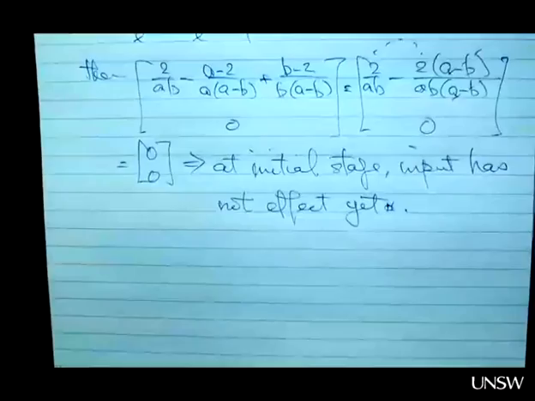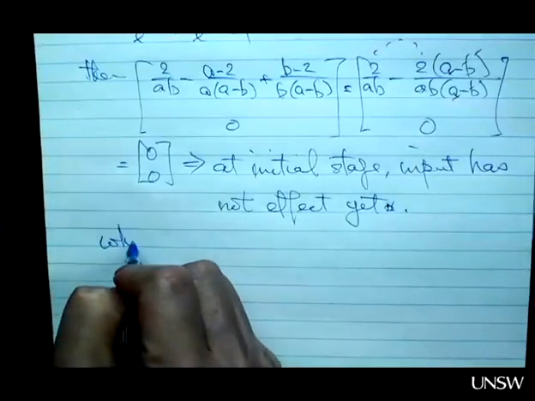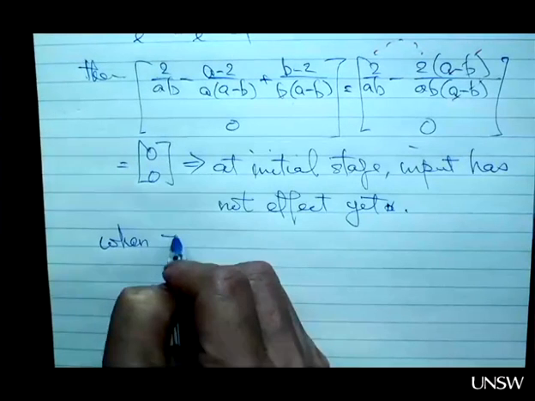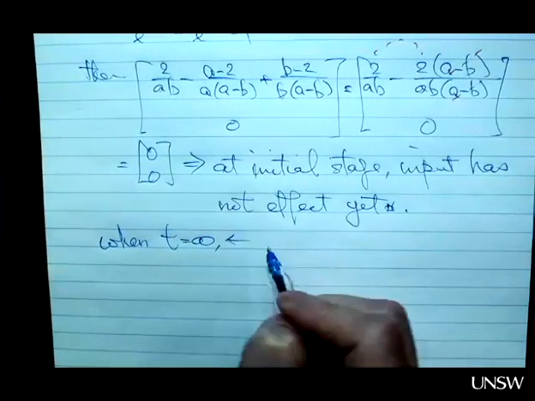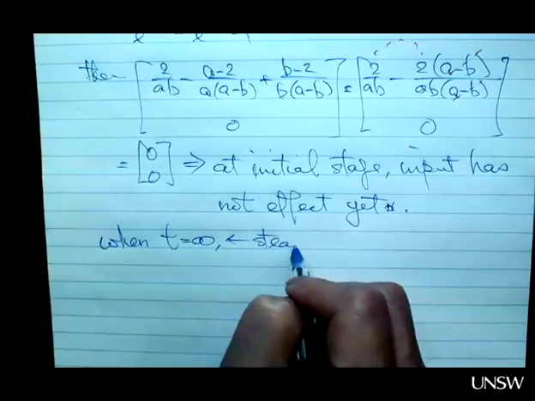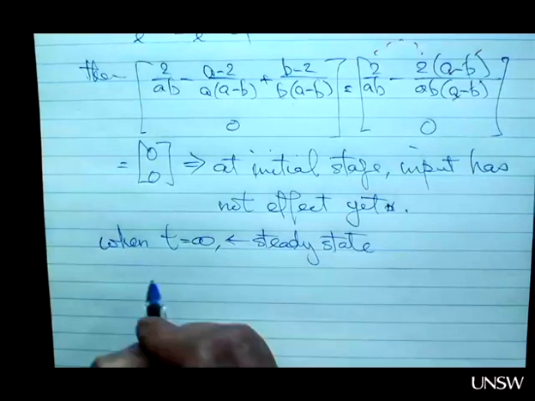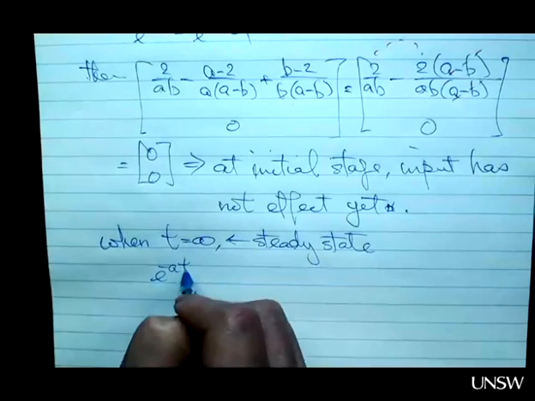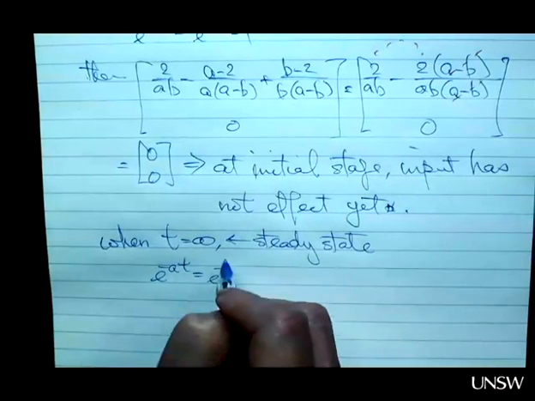So in the other case, when t equals infinity, that we have the steady state. Then e to the minus at equals e to the minus bt. It is also 0.